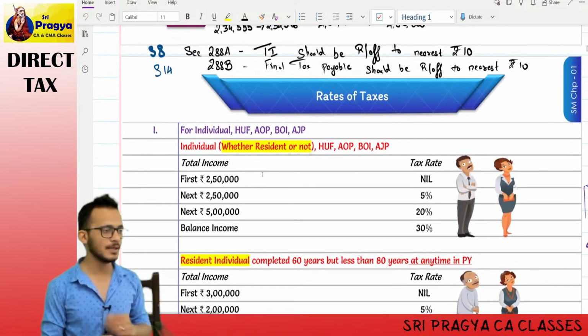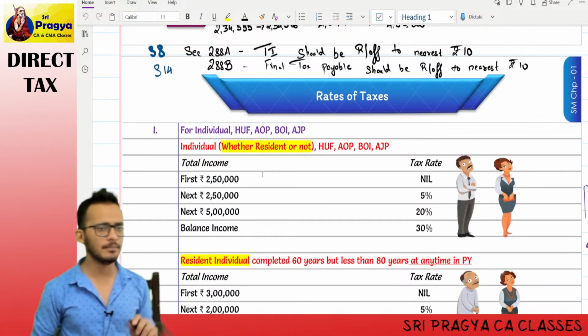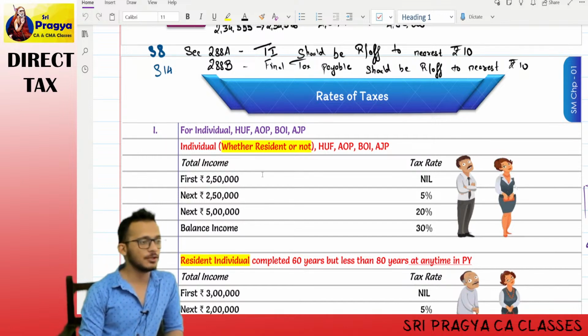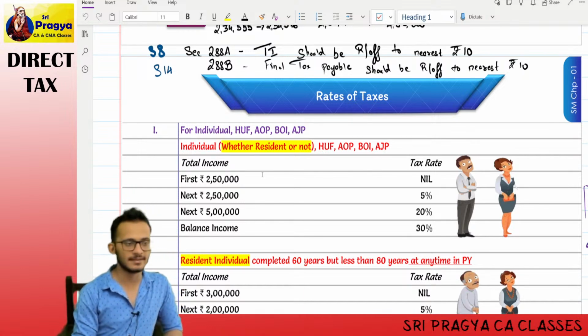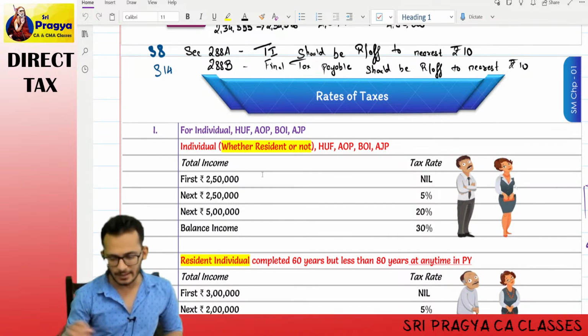Come back to what we were doing. We were in chapter number 2, starting with sums. We did the basic rules of taxation, where we clarified that under section 288A and 288B, any total income should be rounded off to the nearest 10, and any tax liability should also be rounded off to the nearest 10. That is what we clarified.